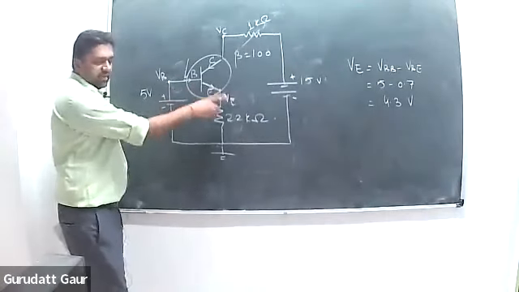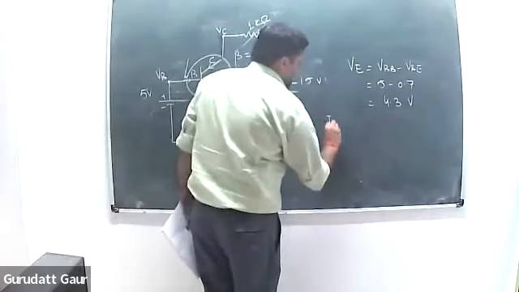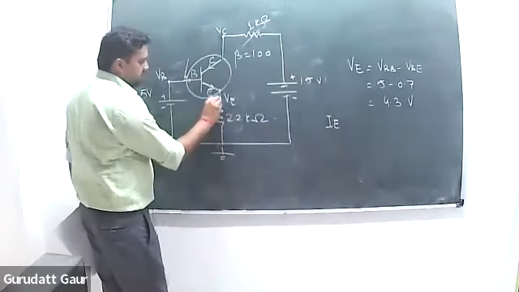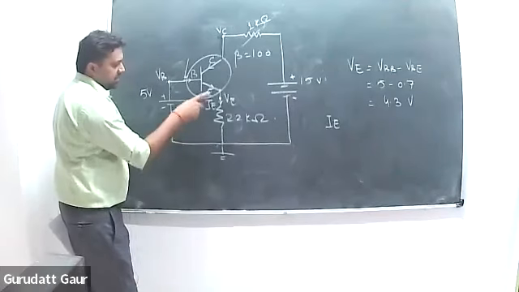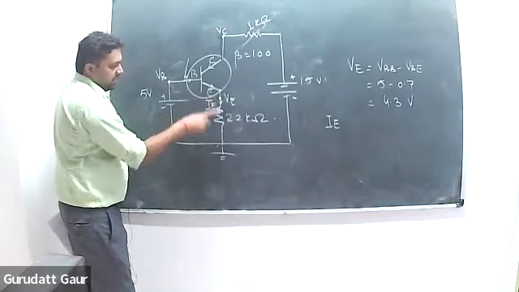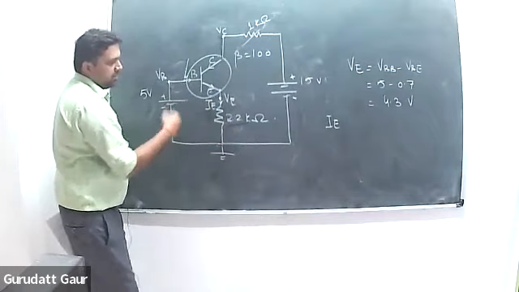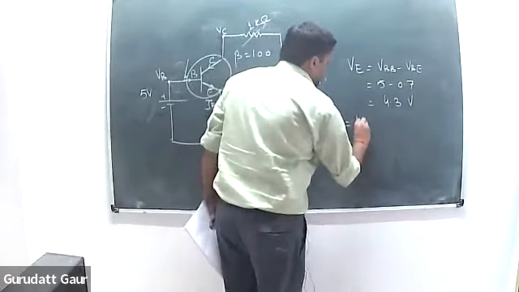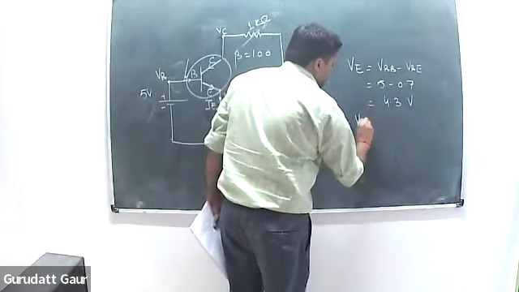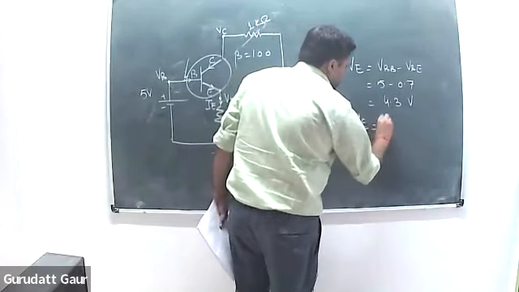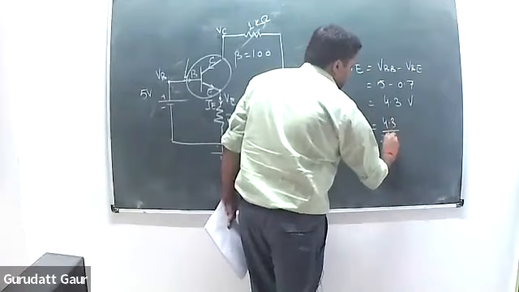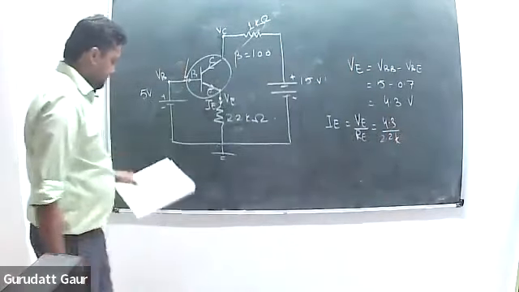Now we can find out the emitter current. Second thing is we have to find out the emitter current because that is the current that will be flowing through this resistance, right? IE, which is simple to find out. The voltage drop across this is VE minus 0, so VE will be the voltage drop, and this is the resistance, so you can calculate the current. So VE divided by RE, 4.3 divided by 2.2K. And this will come out to be 1.95 milliampere.